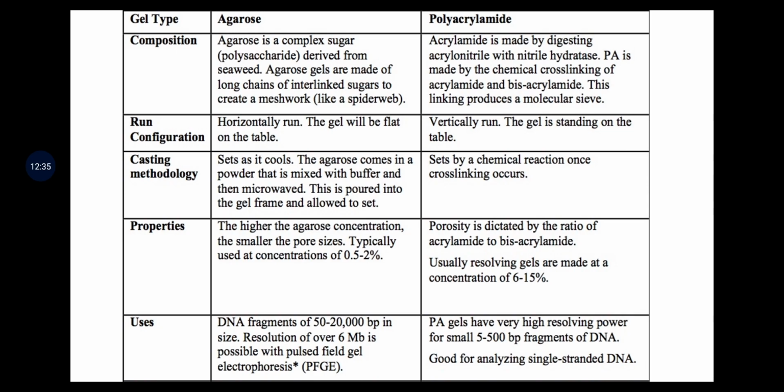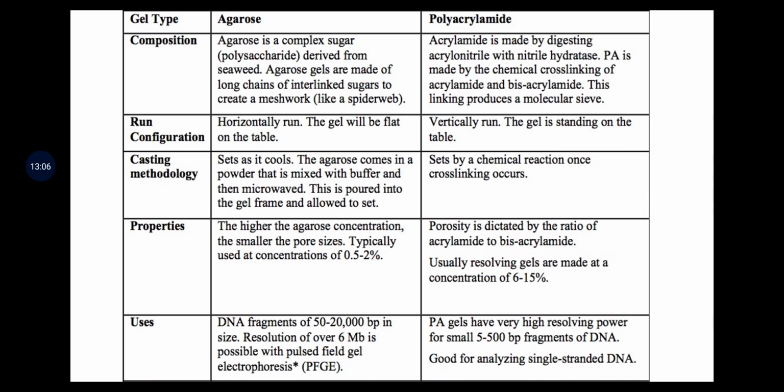Coming to the properties of agarose, the higher the agarose concentration, the smaller the pore size. Typically, concentration used is 0.5 to 2%. For best results, 4% agarose is used in order to get the clear-cut bands after running the gel electrophoresis, whereas in polyacrylamide, the porosity is dictated by the ratio of acrylamide to bisacrylamide. Usually, resolving gels are made at concentration 6 to 15%.